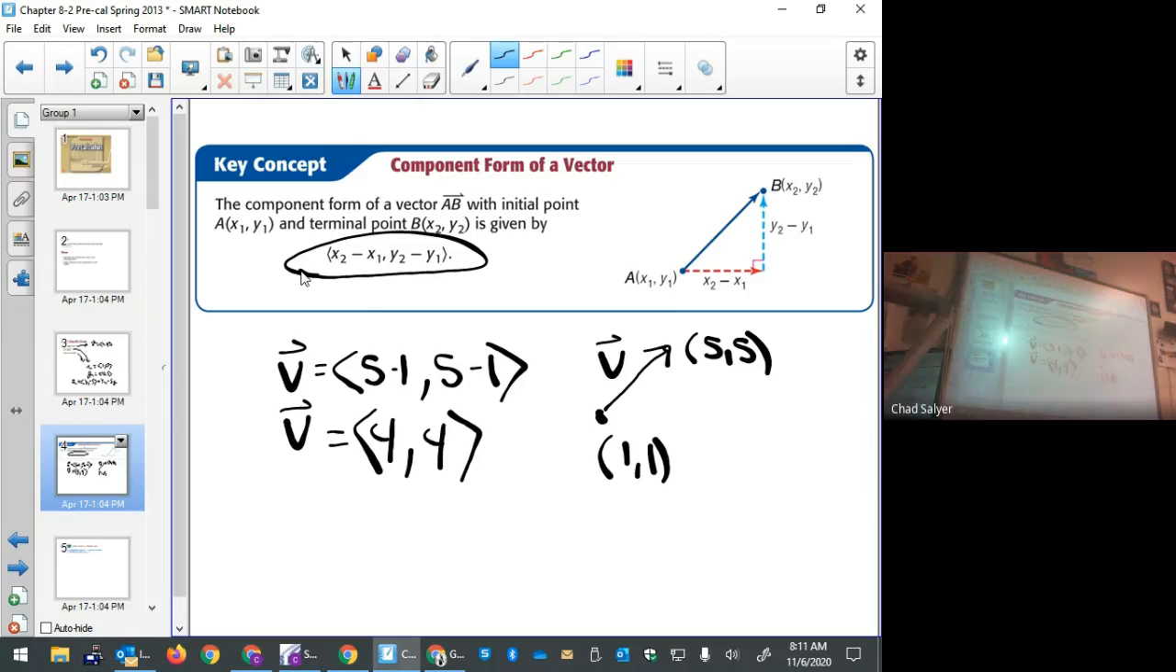What I find is the longer I write vectors, the more parentheses like my greater than and less than symbols become. So I apologize in advance if that happens. Okay, so that's how to find the component form of a vector given its initial and terminal point.